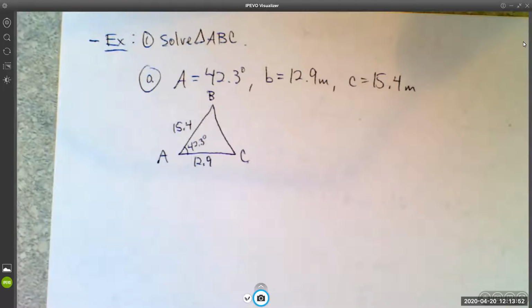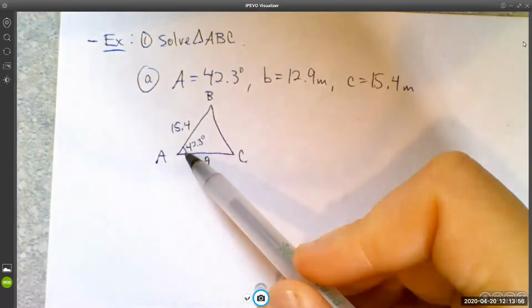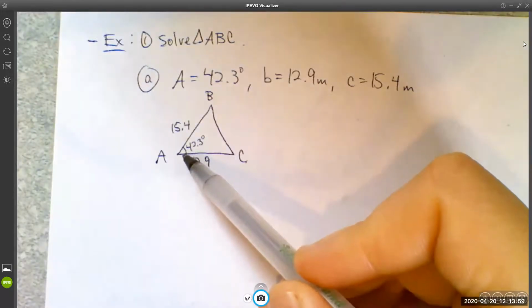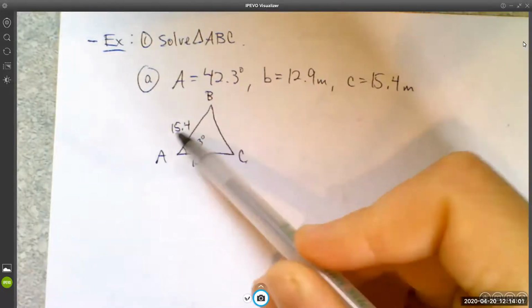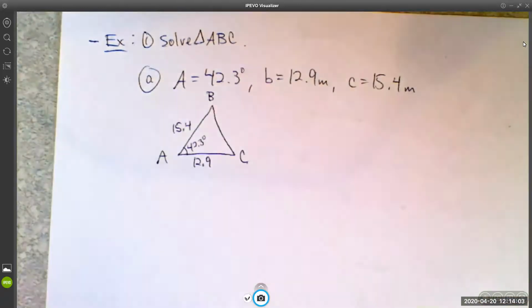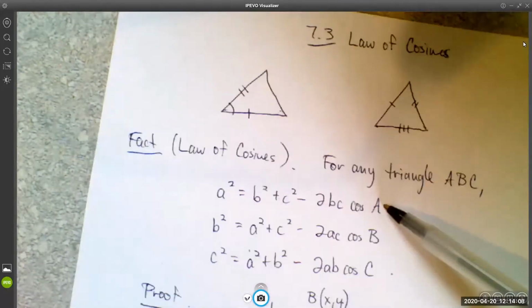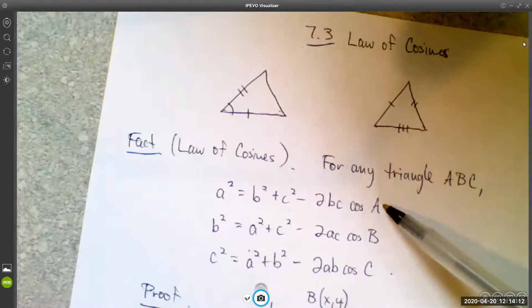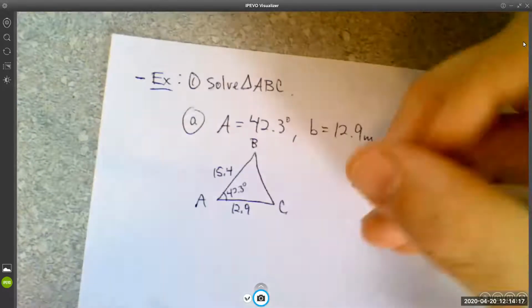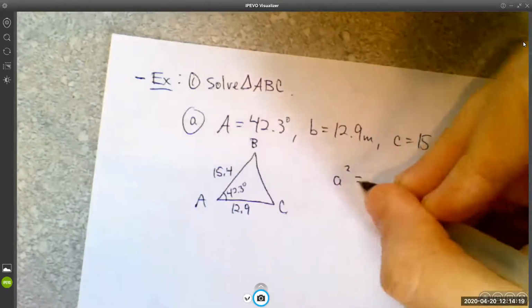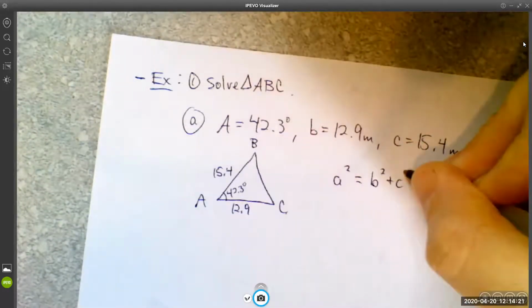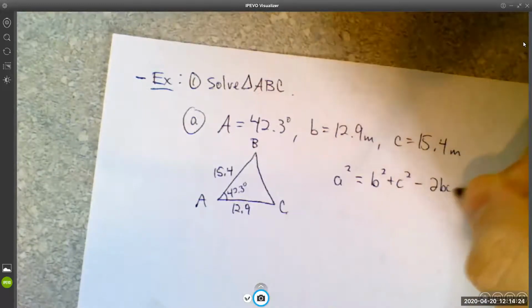But what I can do is use law of cosines. Since I know angle A, I'm going to use the version of the law of cosines that uses cosine of A in that rule. And that would be the very first one that we just finished proving, right? So this is the law of cosines that I'm going to apply. It's this very top one. So I'm going to say a squared equals b squared plus c squared minus 2bc cosine A.